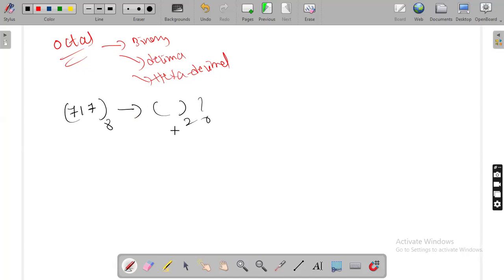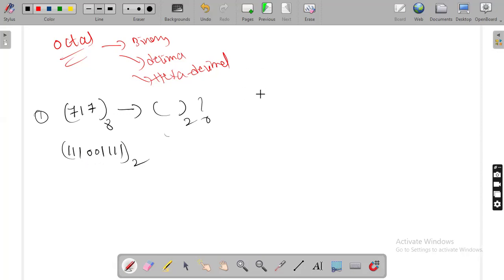How to convert octal to binary? What is the octal style for writing the binary? Each digit represents 3 bits. So 7 means 3 bits. In 3-bit format, what is 7? 1, 1, 1. What is 1 in 3-bit format? 0, 0, 1. 7 means 1, 1, 1. So this is the octal to binary conversion. The octal number 717 in terms of binary is this.